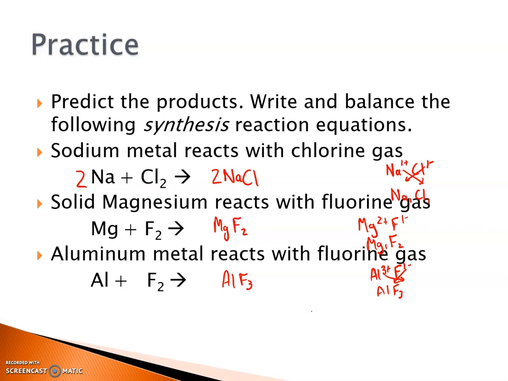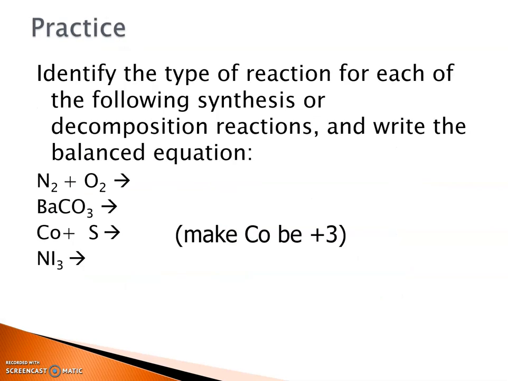And so to balance that, the first thing I'm going to do is recognize that I have 3 fluorine on the one side and 2 on the other. So to get a common multiple, I'm going to multiply this side by 2 and this side by 3. So now that's going to give me 6 fluorine on both sides. Well, if I have 2 aluminum on the product side, then I need to put 2 on the reactants as well. So there we go. That is now the balanced chemical equation for those synthesis reactions.